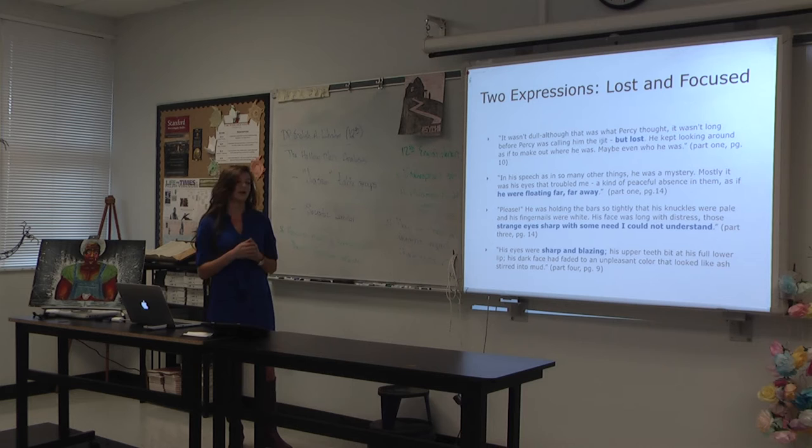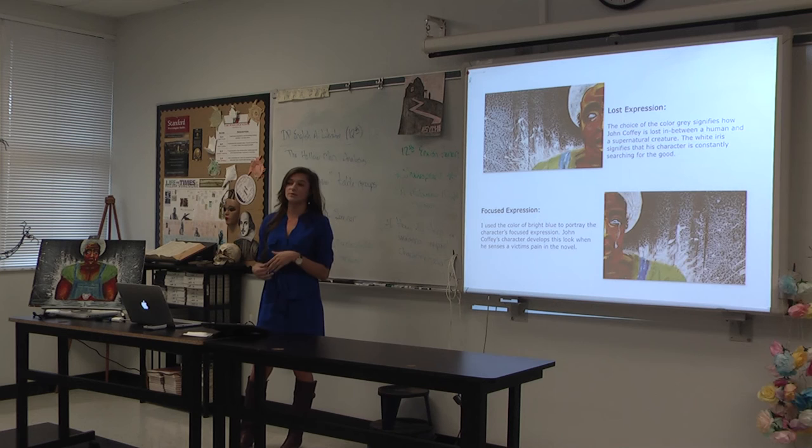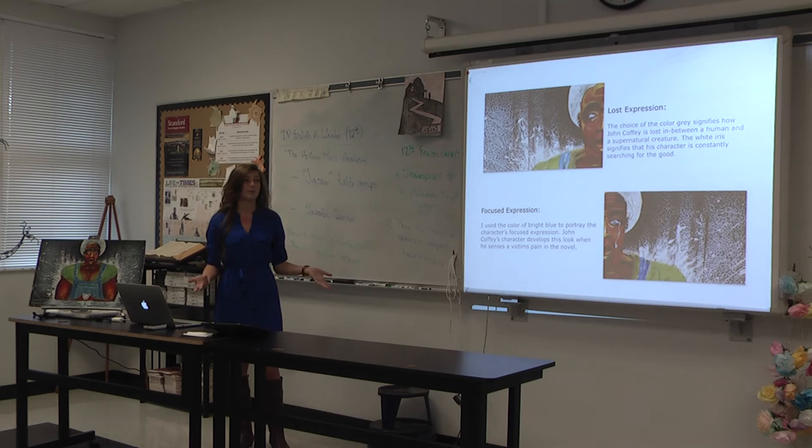And so how I portray this is, for the lost eye, I took half of his face and I chose to do a light gray because gray is in between the colors black and white, and I feel that's exactly the state that John is in when he's in this lost expression. He's stuck between not being able to be like a regular human and not being able to help. He's experiencing this pain all the time that he can't help the person because he can't get near to them.